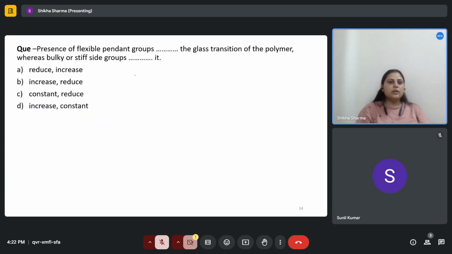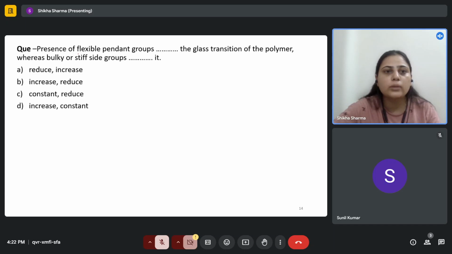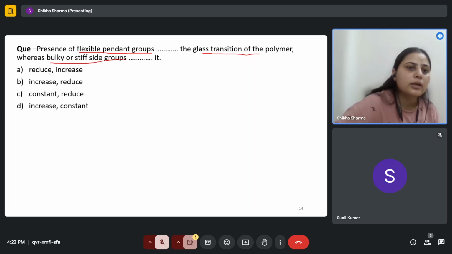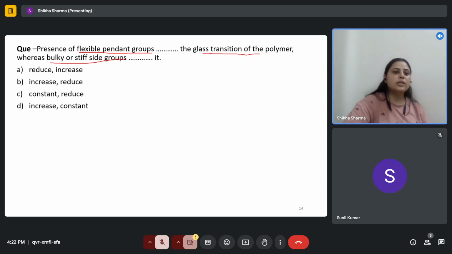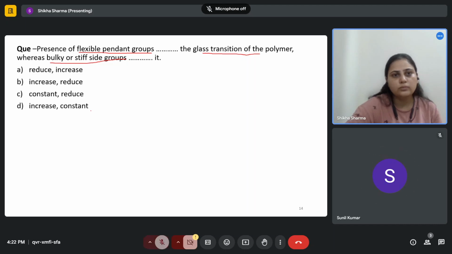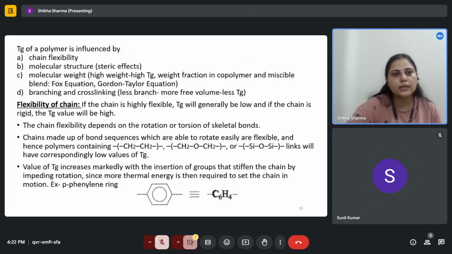Next question is, presence of flexible pendant groups dash the glass transition of the polymer. So if there is a flexible pendant group, what happens to the glass transition of the polymer? Whereas if there is a bulky group or a stiff group, then what happens? Option A, reduces, increases. B, increases, reduces. C, constant, reduces. D, increases, constant. So we are saying B is the correct answer.